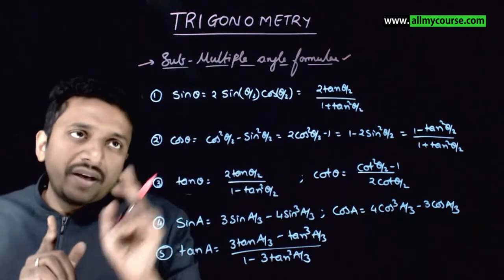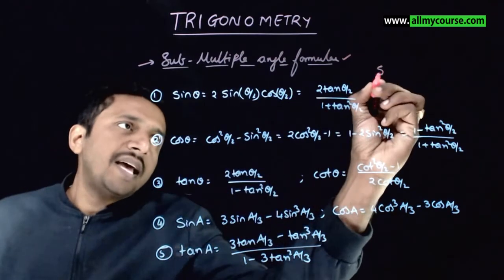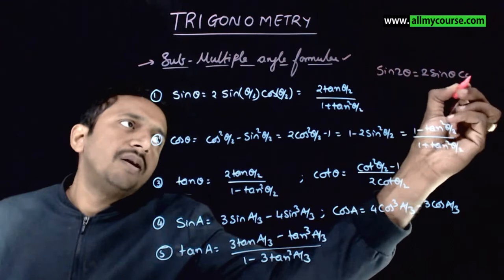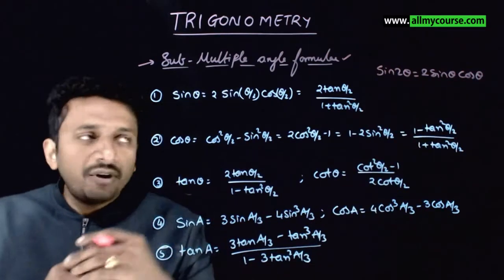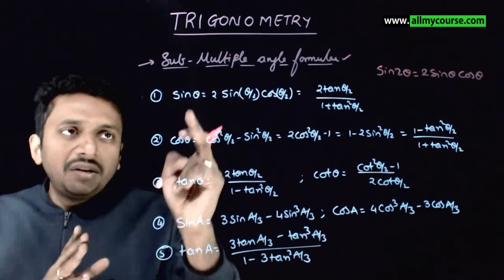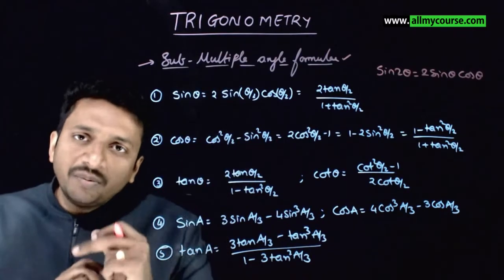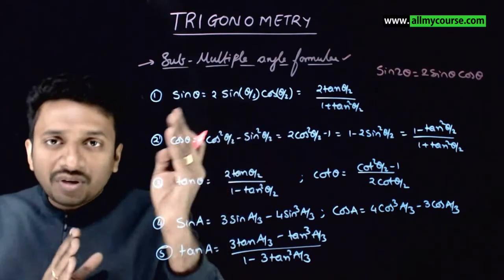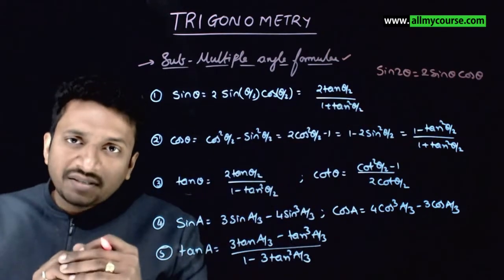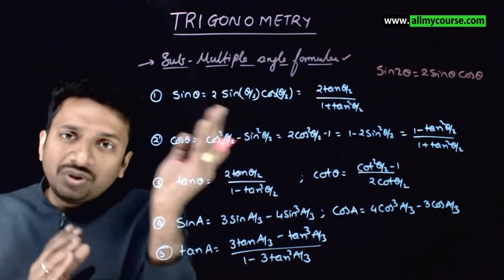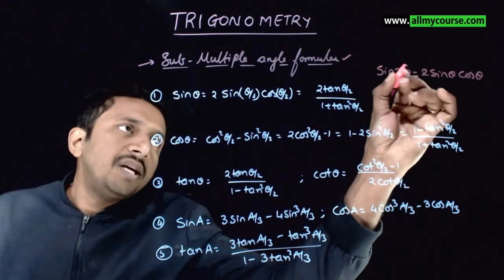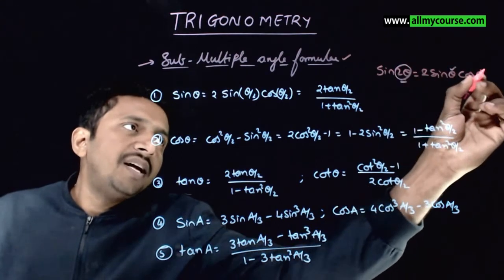Previously what we have written is sine 2 theta is equal to 2 sine theta cos theta. This is a multiple angle formula, that is you go from theta to 2 theta. So here you are going from theta to theta by 2, or using theta by 2's you're getting theta. Here using thetas you're going for 2 thetas. Here using theta by 2's you are going for theta.